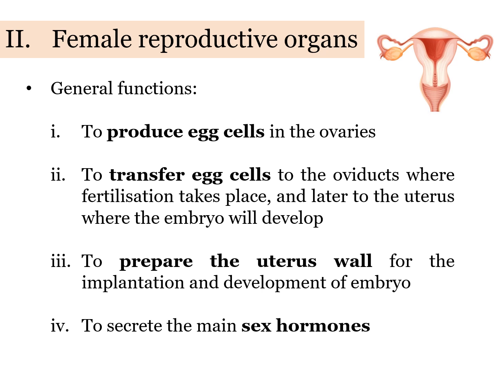Now, let's take a look at the female reproductive organs. In general, the functions of female reproductive organs are to produce egg cells in the ovaries, to transfer egg cells to the oviducts, to prepare the uterus wall, and to secrete the female sex hormones, which are estrogen and progesterone.